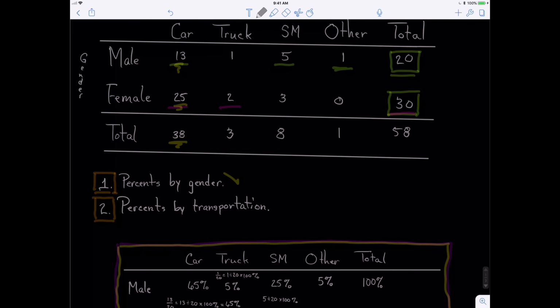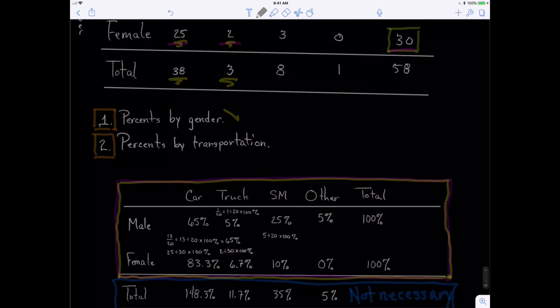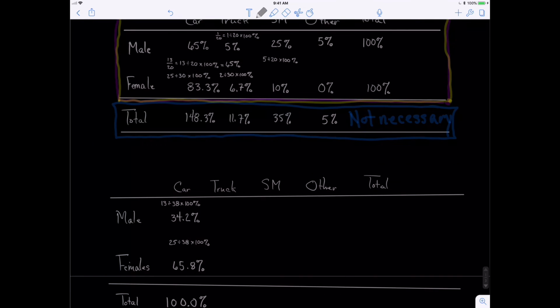Now if we look at trucks, we have 3 trucks total in our survey. 1 of those trucks driven by a male, 2 by a female. So if we come down here, our trucks is 1 divided by 3 times 100%. It gives us a 33.3%. And it gives us a 66.7%. And that came from 2 divided by 3 times 100%.